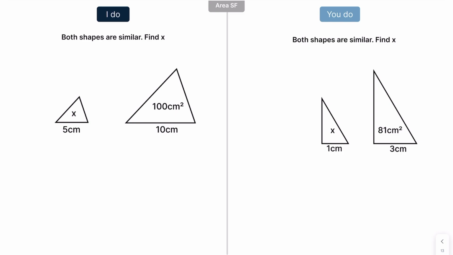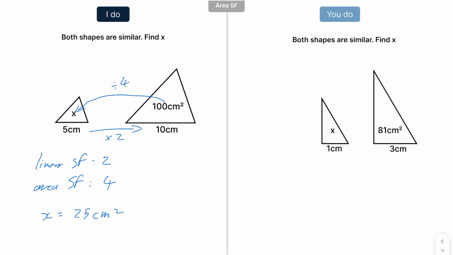So moving on. Again, first steps first, we are looking for a matching pair to find the scale factor. In this case, we can use the linear one. So to go from here to here, we are timesing by 2. So the linear scale factor is 2. The area scale factor is 2 squared, which is 4. And now in this case, we are going from a big shape to a small shape. So we are going to divide by the area scale factor, which is 4. And that gives me an area of, so I'll write that down here, x is equal to 25 centimeters squared.